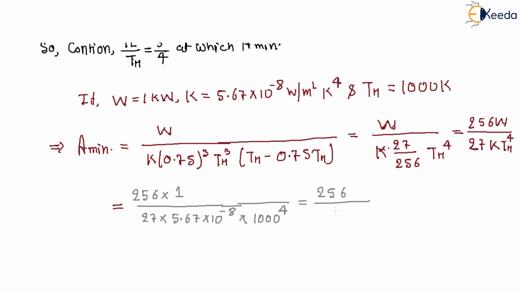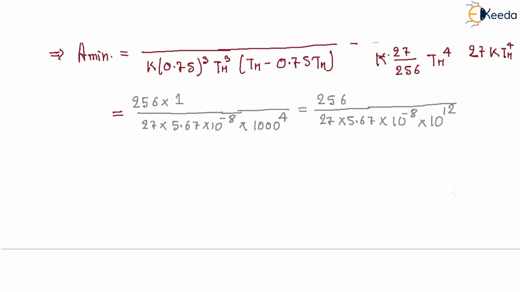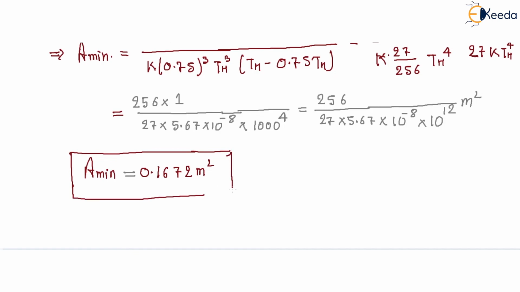Put all this value, this is 256 divided by, if you arrange that, 27 into 5.67 into 10 to the power minus 8 into 10 to the power 12. So what is that? This is in meter square, 0.1672 meter square. This is the minimum area of the panel which transfers heat by radiation.